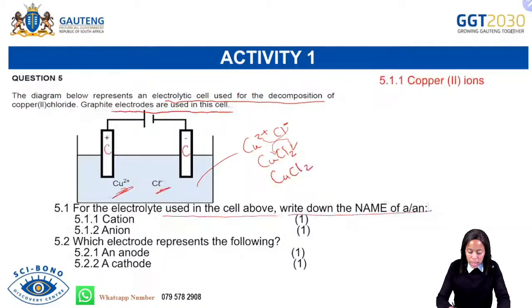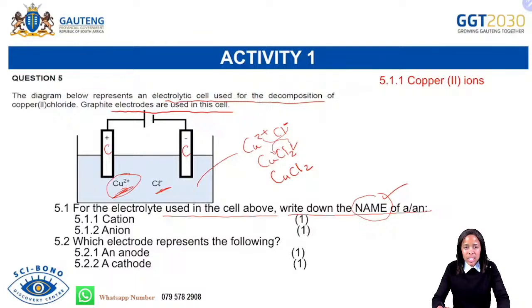So now the question said that we need to write down the what? We need to write down the name. So that is very important. If they said that you must write down the symbol when it comes to the cation, it therefore means that we were going to write Cu2+. But because they said that we must write down the name, it will therefore be represented by what? By copper(II) ions.